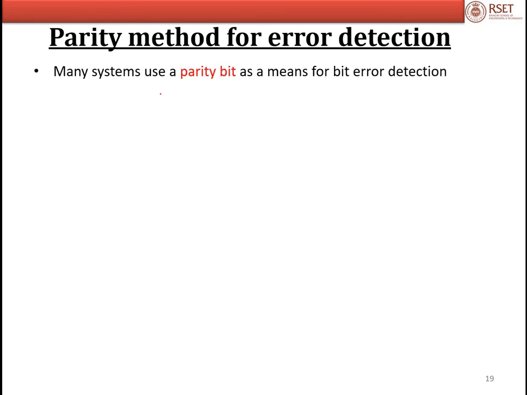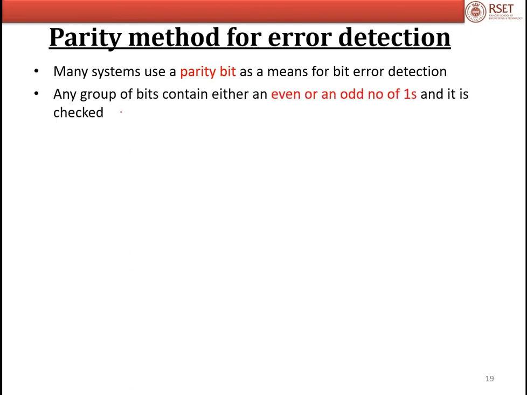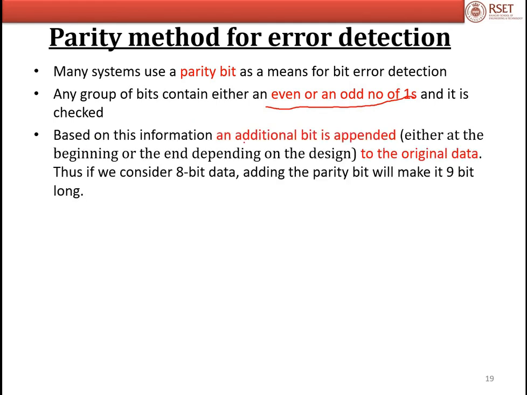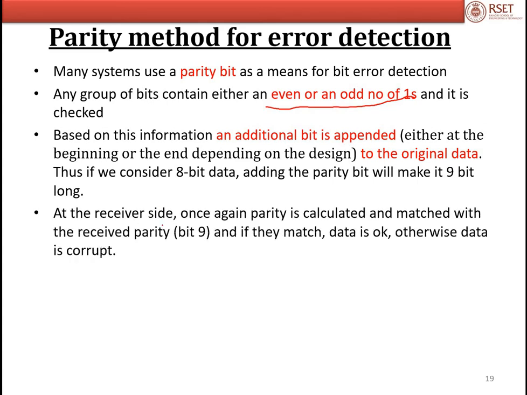So one of the commonly used error detection methods is the parity method. Many systems use a parity bit as a means for bit error detection. If you take any group of bits, it will contain either an even or odd number of ones, and this can be easily checked. Based on this information, an additional bit can be added to the original data. So if we take 8-bit data, adding the parity bit will make it 9 bits long. At the receiver side, the parity is again calculated and matched with the received parity. If they match, data is okay, otherwise data is corrupted.